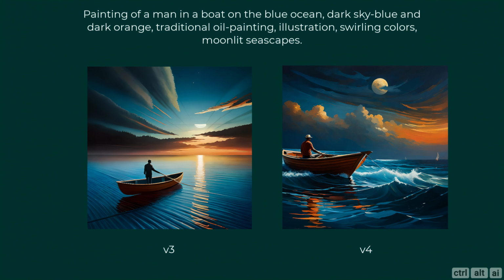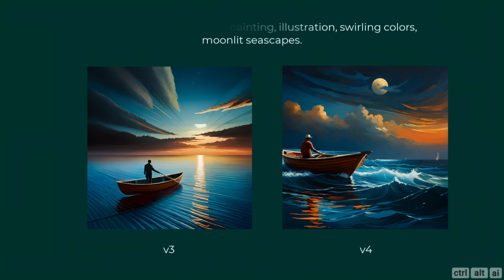Fortunately, version 4 is a massive improvement. There is still no dark orange, but wow. The water is perfect, and so is the moon. Overall, the difference is self-explanatory.